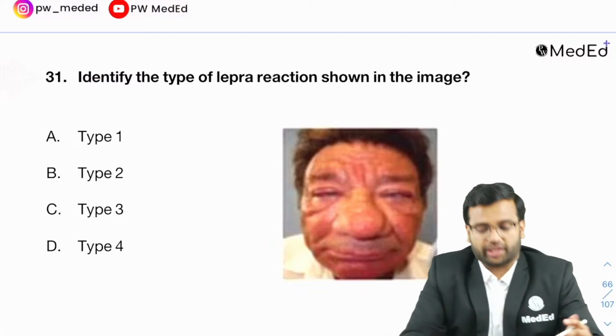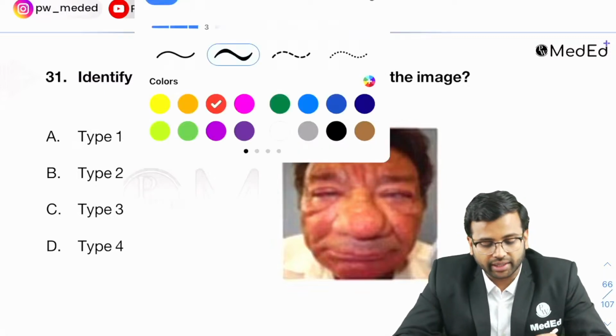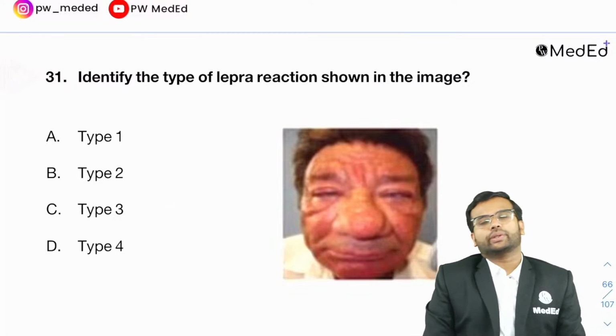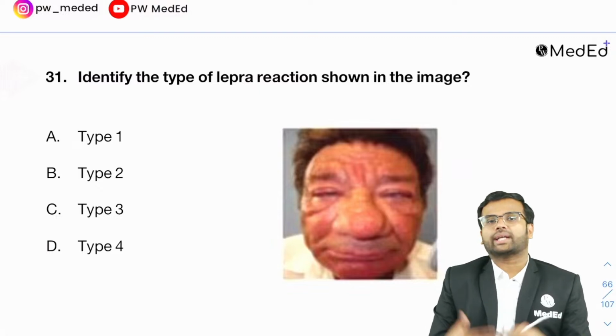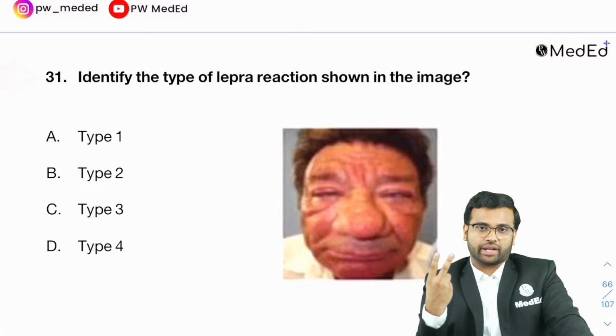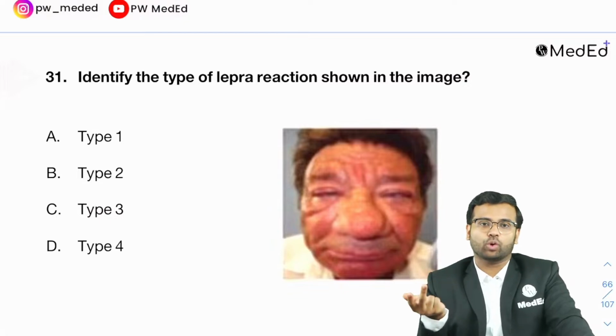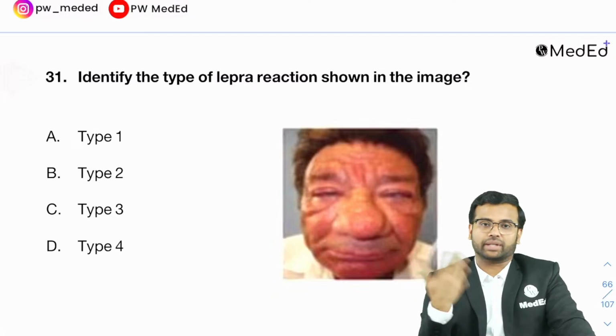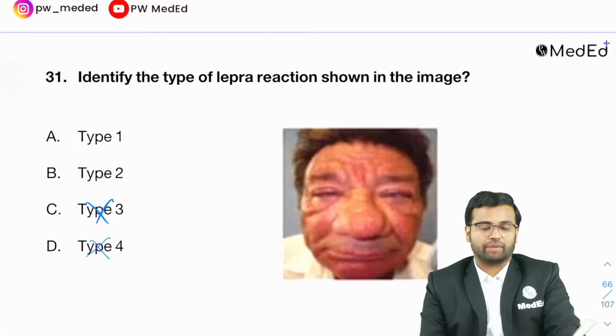Now let's move to the next question: identify the type of lepra reaction shown in this image. The question itself says that it is a lepra reaction. So how many types of lepra reaction are there? There are basically two types: type 1 lepra reaction and type 2 lepra reaction. Now the options given are type 3, type 4. Let us rule out type 3 and type 4 first.